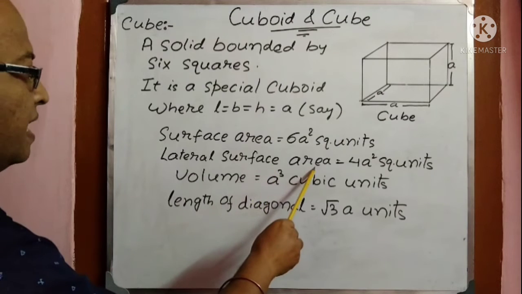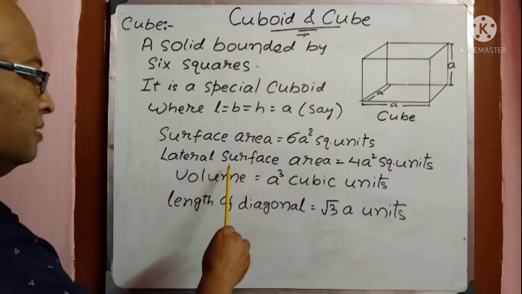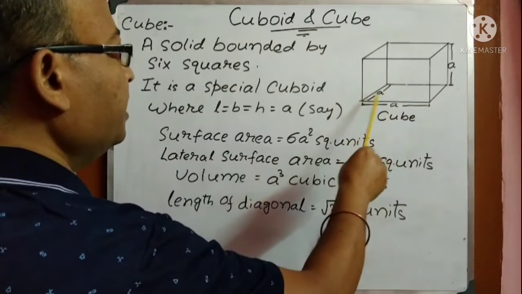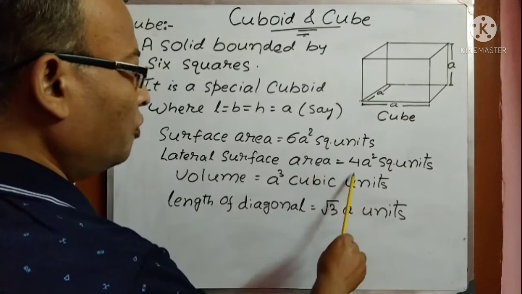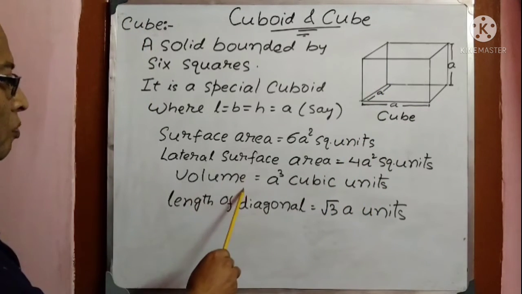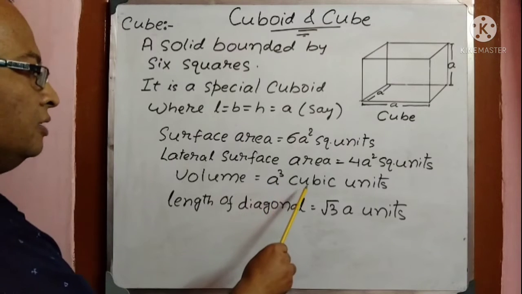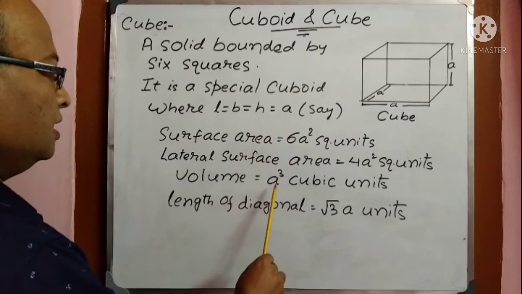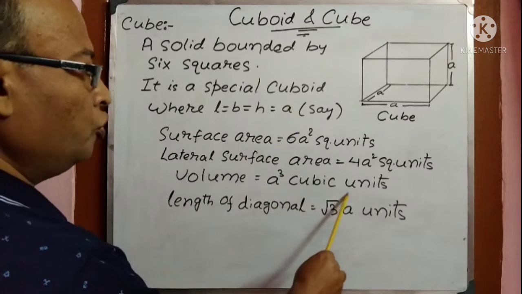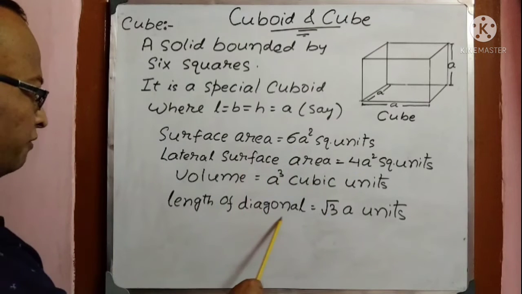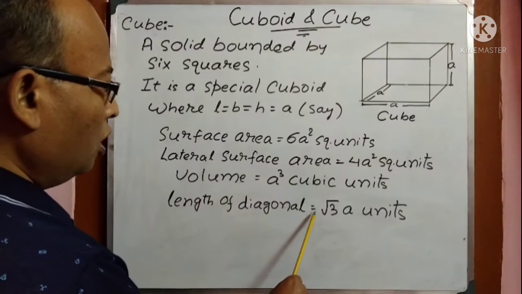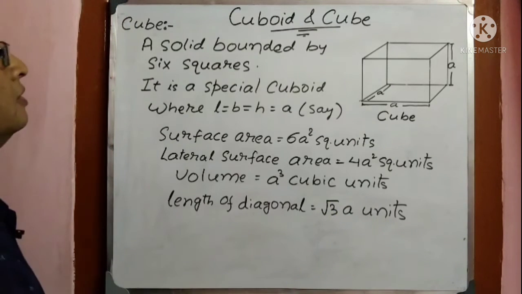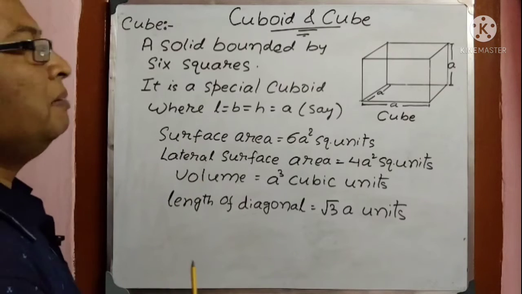Lateral surface area, as I have told, is the area of 4 walls. So one wall is A into A, A square. So 4 walls, 4A square. Volume will be length into breadth into height. So here L is equal to B is equal to H is equal to A, so it will be A cube, cubic units, and length of diagonal is equal to root 3 A units. Okay. So we will now solve problems. It will be much clearer to you.